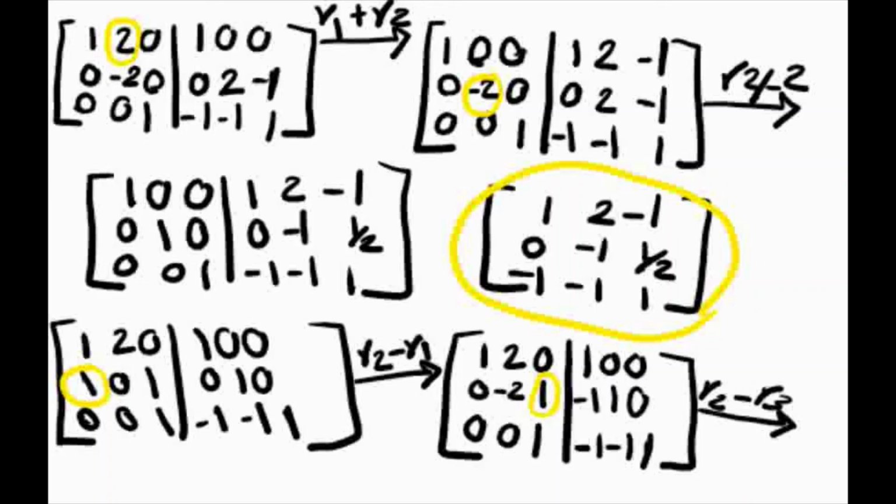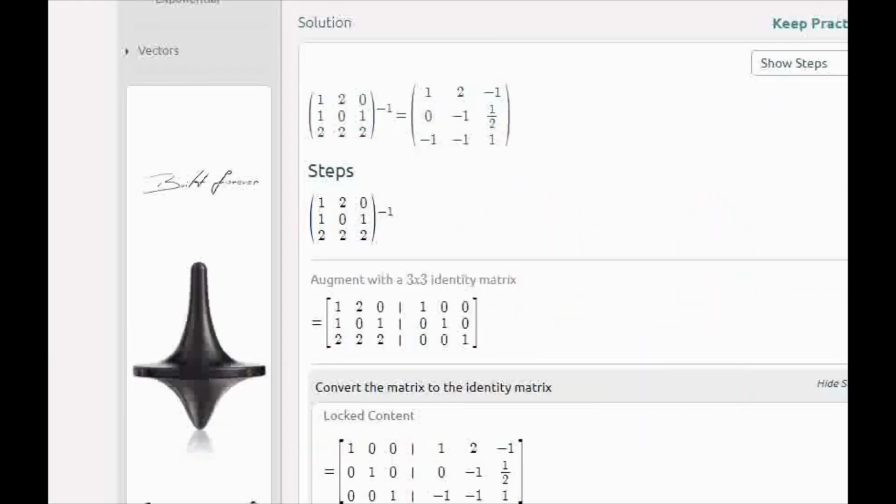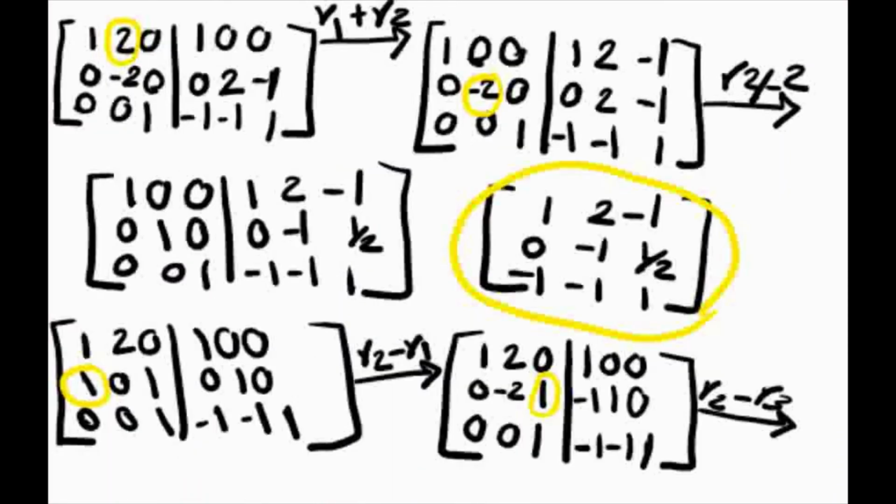Now, there are so many calculators online that you can check if your answer is correct or not. So we're going to check this with one of these. And this one is called Symbolab, symbolab.com. And as you can see, we have 1, 2, minus 2, 0, minus 1, half, minus 1, minus 1, 1. So that just means that we inversed our matrix correctly, and this method works.